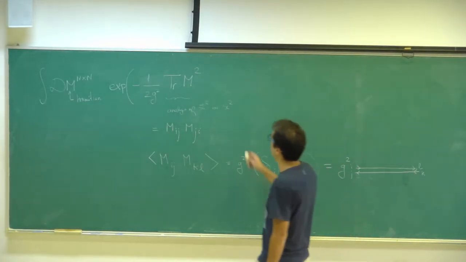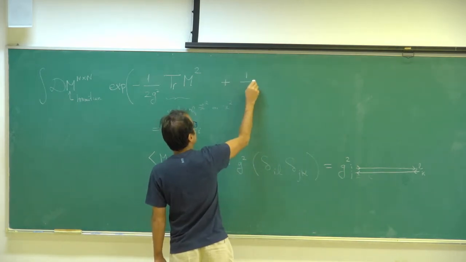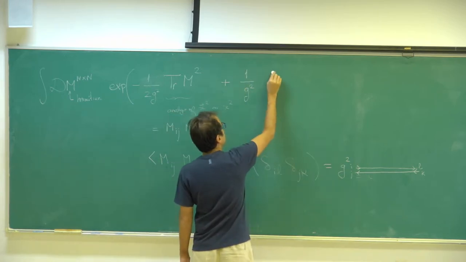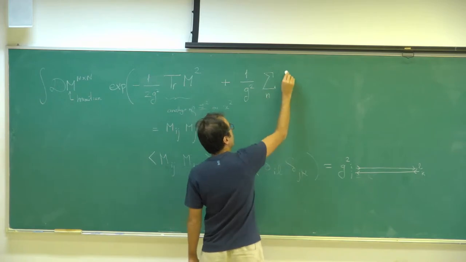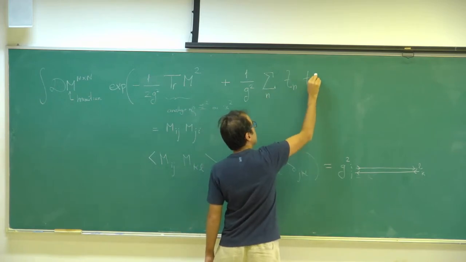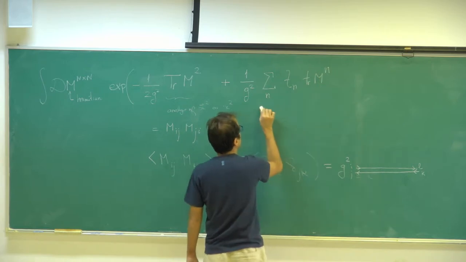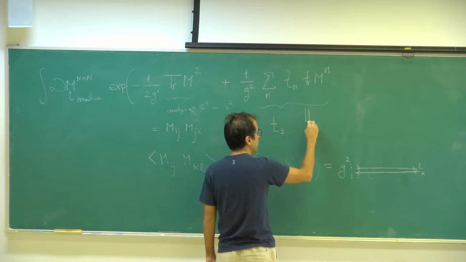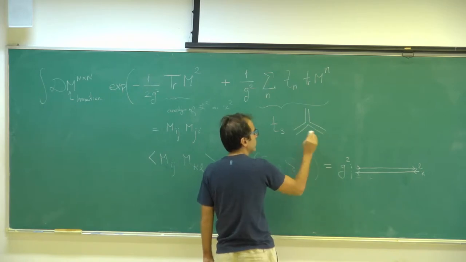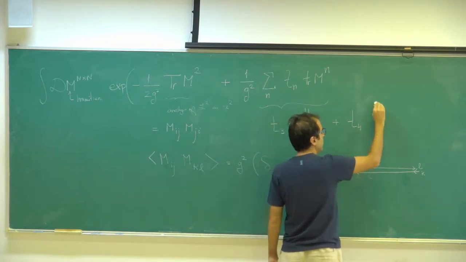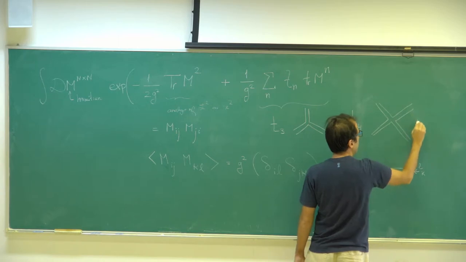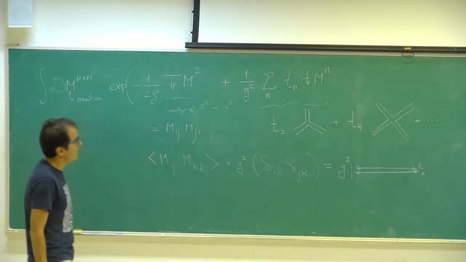Similarly, if we have vertices, it was convenient to also keep the 1 over g squared here for normalization, and then we have the sum over n of t_n trace of M to the n. In other words, this is t3 times a cubic vertex, where I multiply the matrices, which means that it has two indices. The second index is multiplied, so I get this picture plus t4 times this picture plus blah, blah, blah. So everything becomes fat.